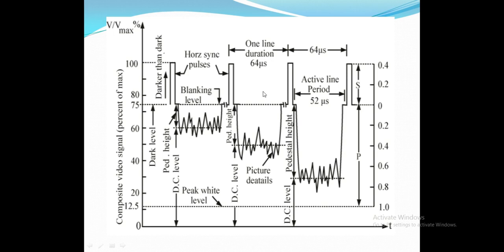Okay. So, this is the diagram of the composite video signal as per ISI specifications. In the composite video signal, there are different pulses: the peak white level, black level, blanking level, darker than dark level, whiter than white level, and picture details. All these are shown in this diagram.